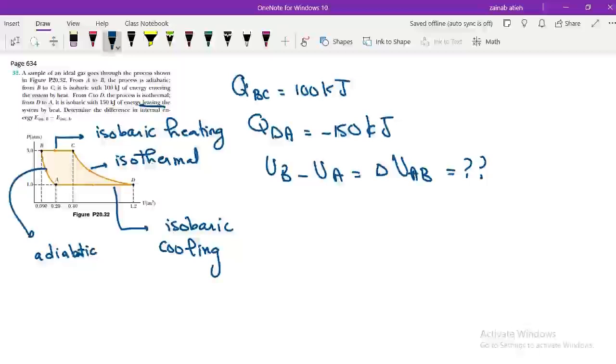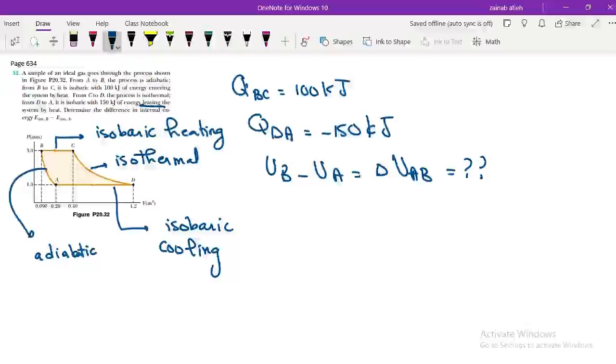So we can calculate the work either using minus nCV delta T, or by using P2V2 minus P1V1 over 1 minus gamma, one of these two methods. So in both methods there appear CV and gamma. So I need to have CV and gamma to be able to calculate delta UAB using the first law of thermodynamics, which is delta UAB equals QAB minus WAB.